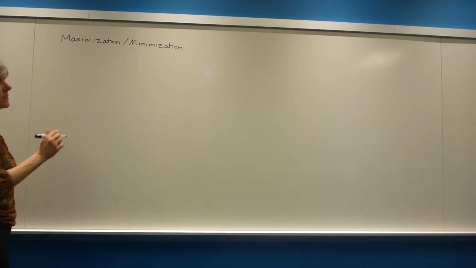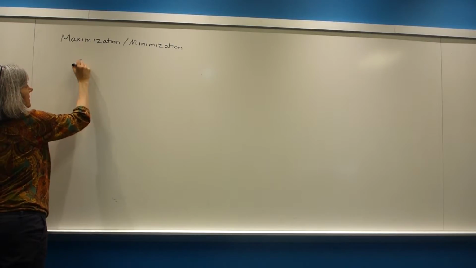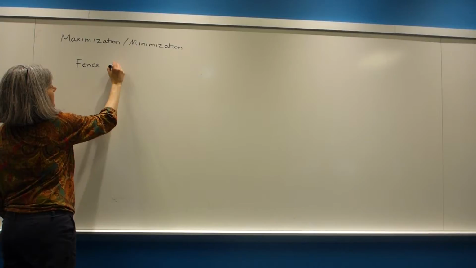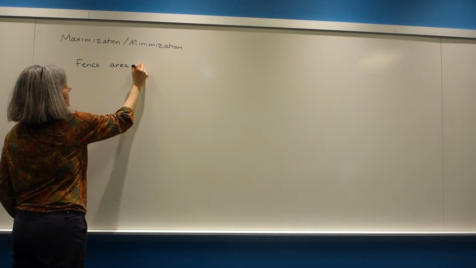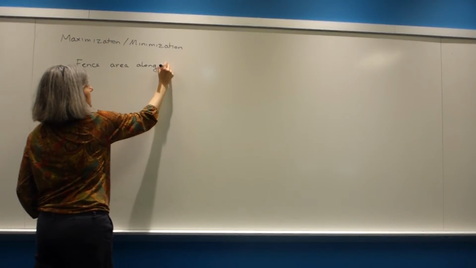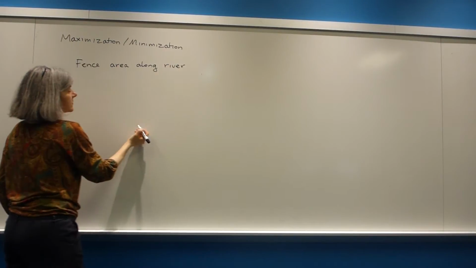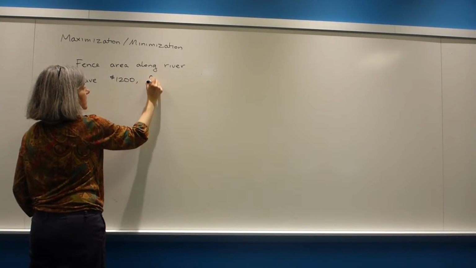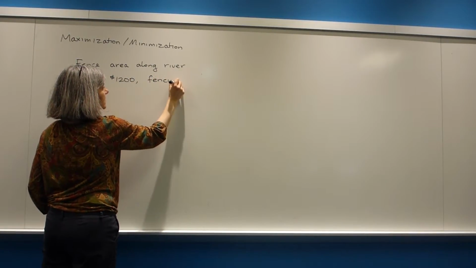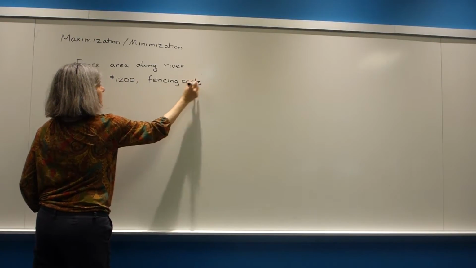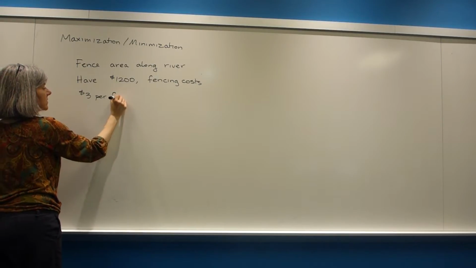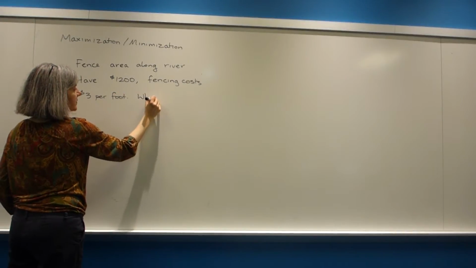All right, so let's say that you have, fence is a good one. So fence, you want to fence an area along a river. You have $1,200 fencing costs. $3 per foot. What is the maximum area?